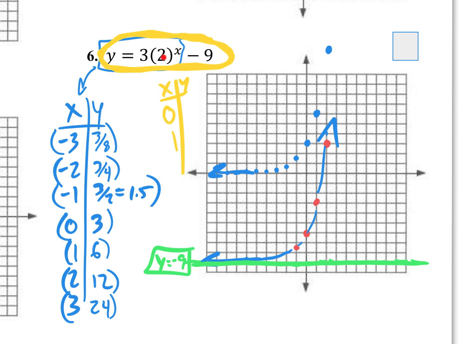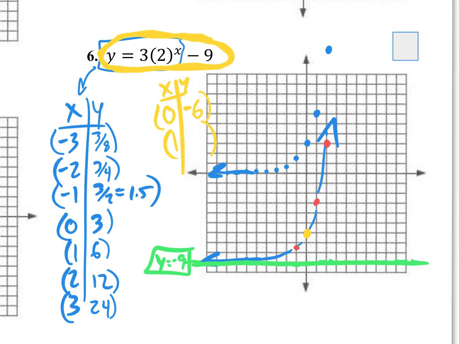Plug in 0 right there, 2 to the 0 is 1, 1 times 3 is 3, 3 minus 9 is -6. So when you plug in a 0, you get out a -6. And if you actually went to 0, -6, you'll be at that dot. And if you plugged in a 1, what do we get out? Plug in a 1 right there.